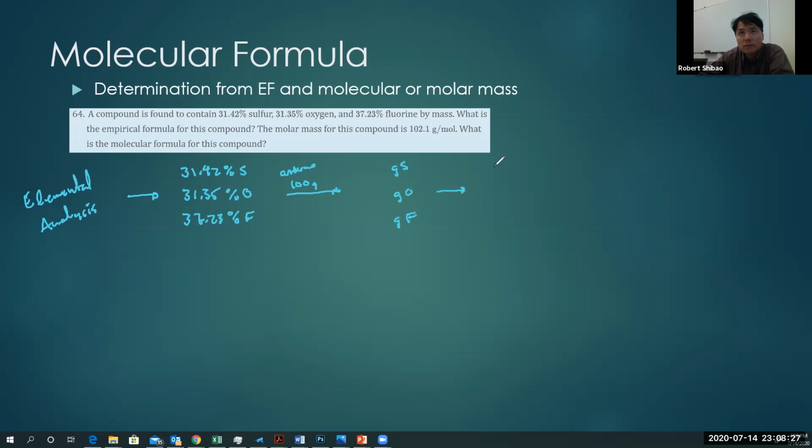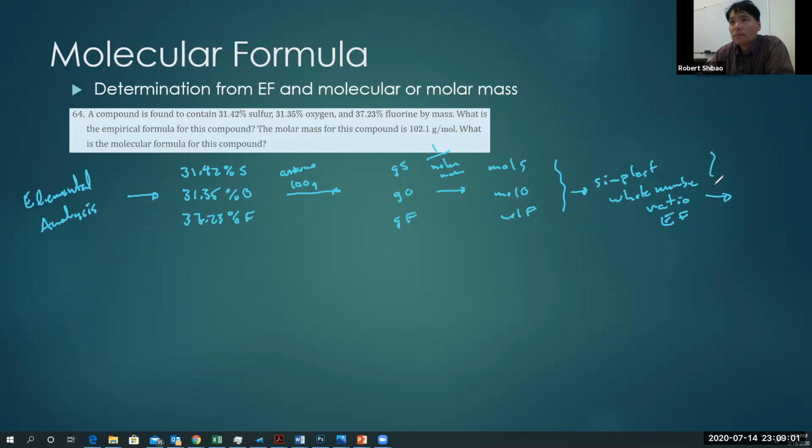And then we convert that to moles, using the molar mass. We'll have to flip over the molar mass, so 1 over the molar mass. We'll get the moles of sulfur, moles of oxygen, moles of fluorine. And then we get the simplest ratio, the simplest whole number ratio. Whole number ratio is what we call the empirical formula. And then from the empirical formula, we weigh the molecule. And so we use the molecular mass to tell us which one it is to get the molecular formula. So we'll go through the steps here.